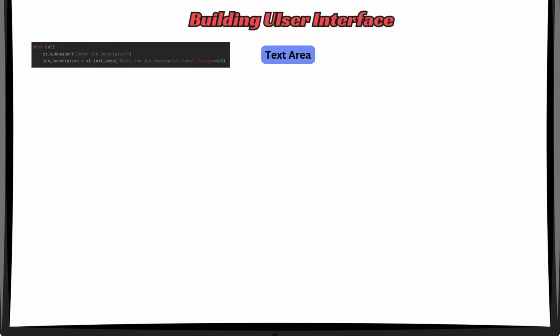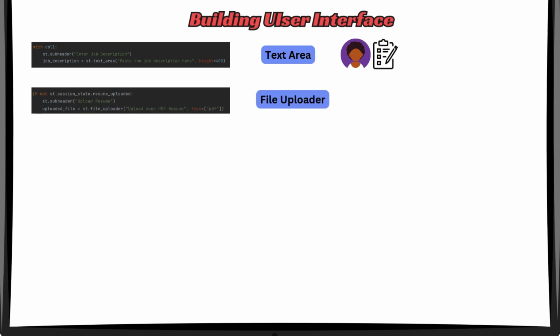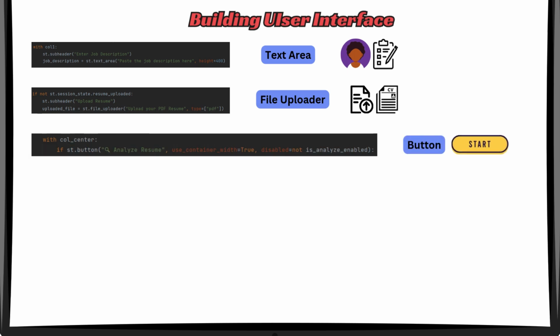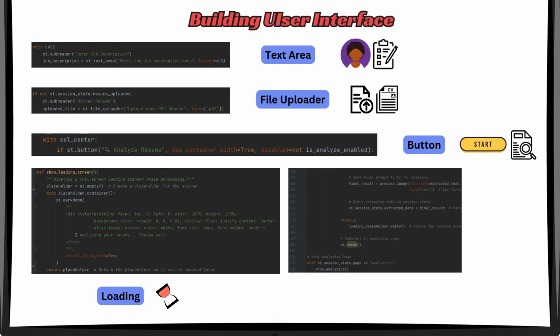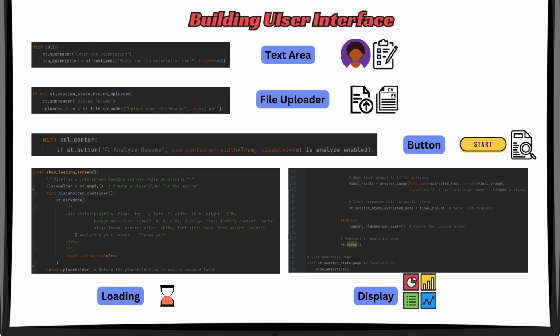Step 5. Building the user interface. The interface will include a text area where users can paste the job description, a file uploader to allow users to upload their resume in PDF format, a button that triggers the resume analysis process, a loading indicator to inform users while the AI processes the resume, a display section where the AI-generated results will be shown. This step ensures that users can easily interact with our application without needing any technical knowledge.